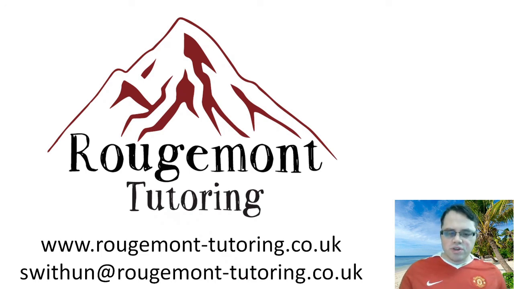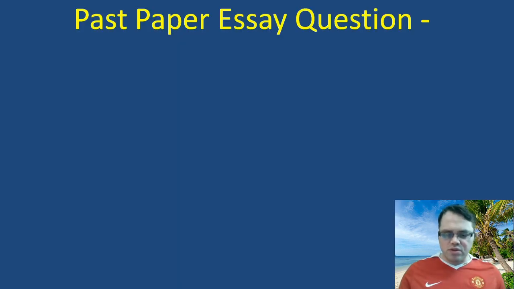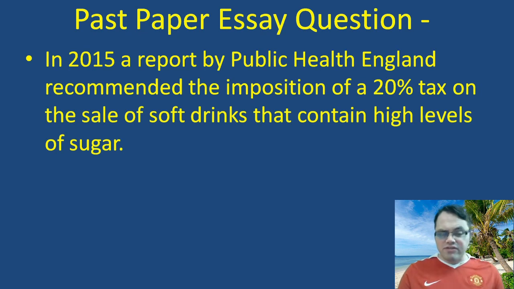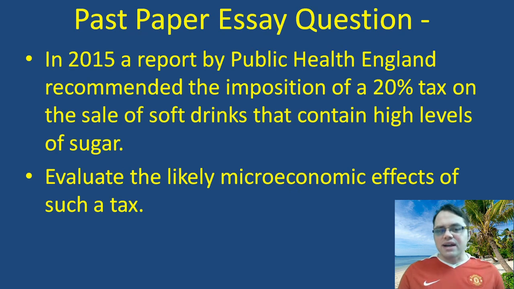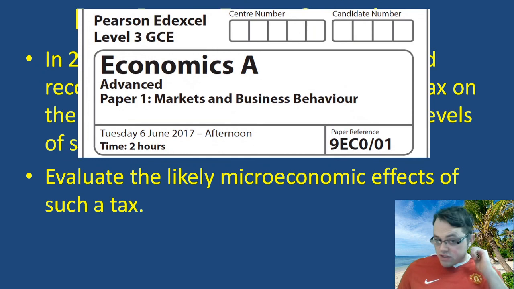So, what question are we going to do today? We're going to be doing this one. In 2015, a report by Public Health England recommended the imposition of a 20% tax on the sale of soft drinks that contain high levels of sugar. Evaluate the likely microeconomic effects of such a tax. This question was from the 2017 Edexcel paper.